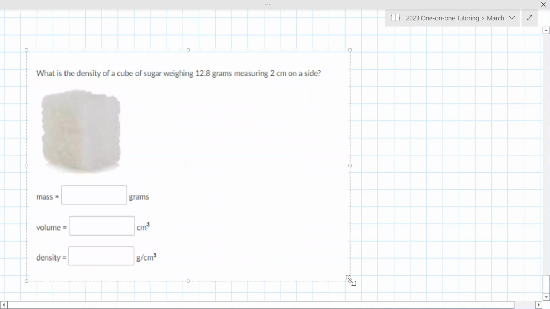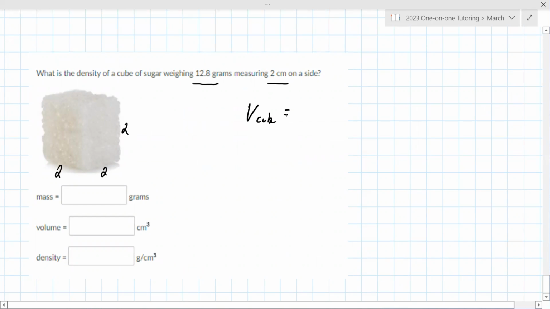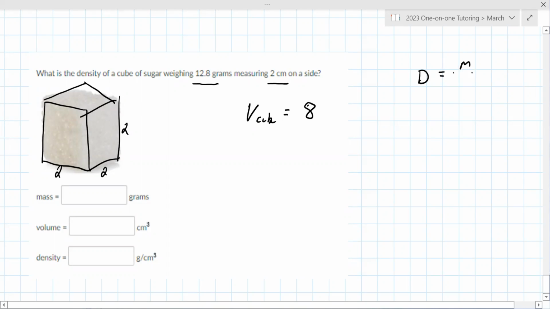What is the density of a cube of sugar weighing 12.8 grams, measuring 2 centimeters on each side? So 2, 2, and 2. What is the volume of this cube? That's 8. Very good. Now this is outside the scope of this class, but density is mass divided by volume.